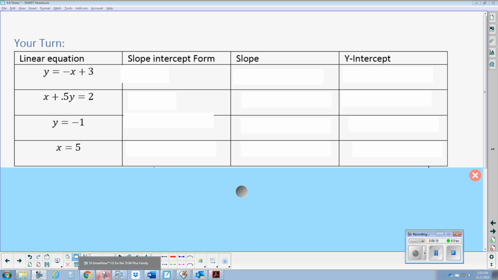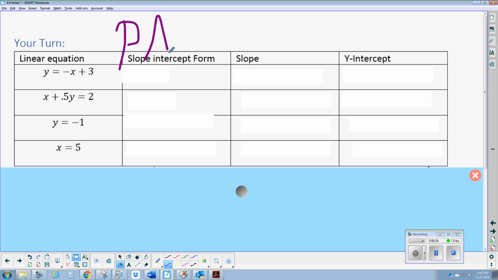Try these next ones on your own, so you can pause the video while you work, and then you can unpause for the solution.